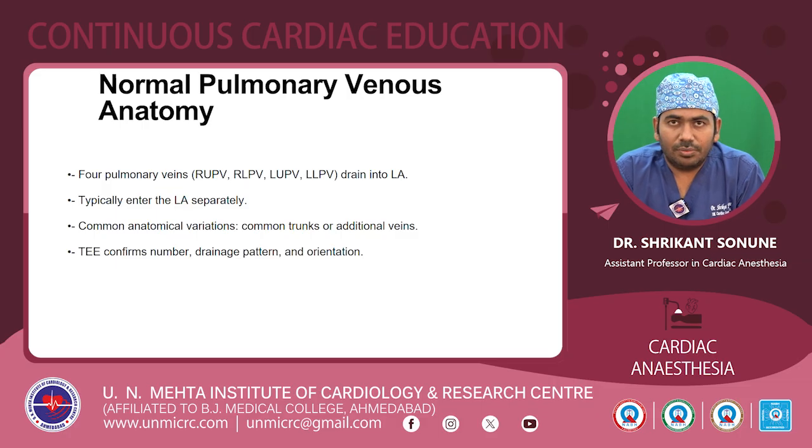Coming to the normal pulmonary venous anatomy, there are four pulmonary veins, namely right upper pulmonic, right lower pulmonic, left upper and left lower pulmonic veins, which drain into the left atrium. They typically enter the LA separately. The common anatomical variations in these anomalies can be formation of a common trunk, or an additional or accessory vein can be present. The TEE helps to confirm the number, drainage pattern as well as the orientation.